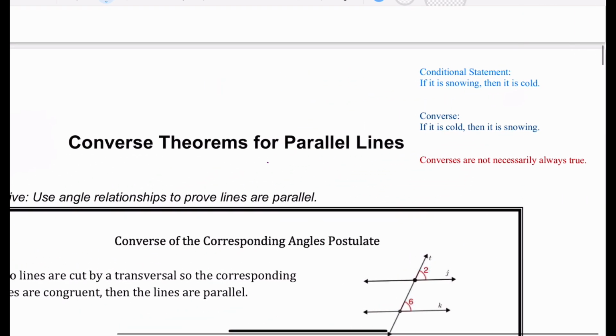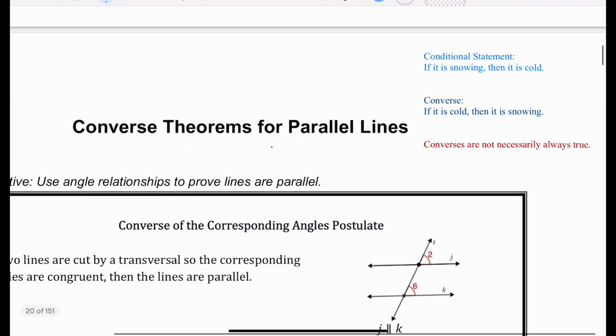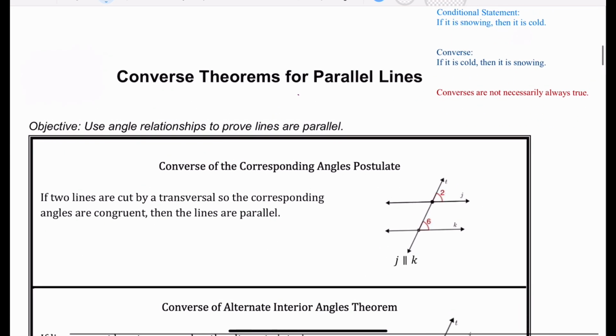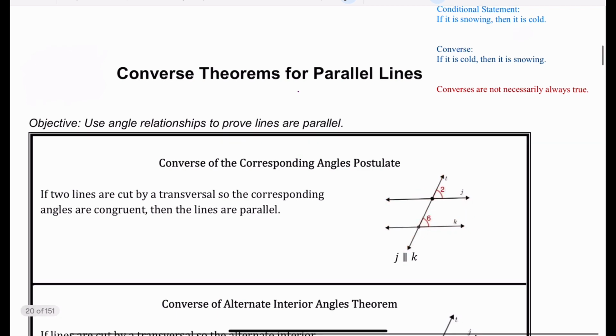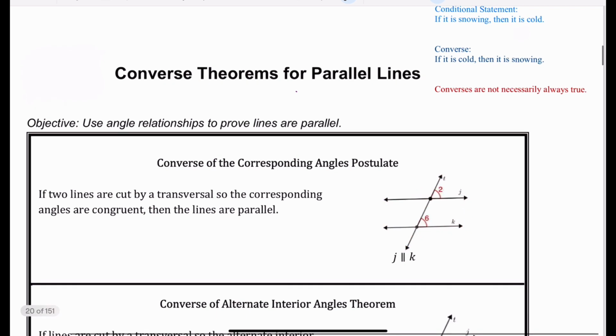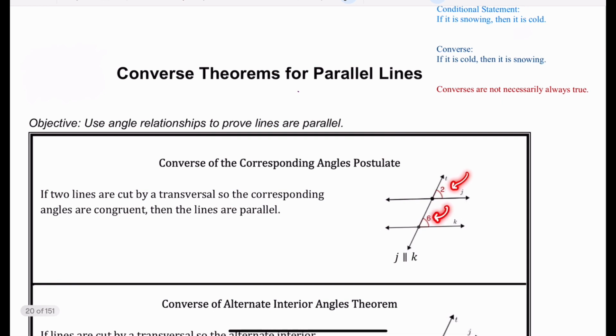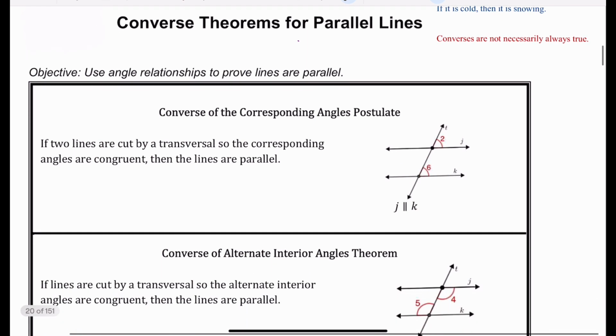Now, converse theorems for parallel lines work both ways. If two lines are parallel, then the corresponding angles are congruent. The converse of that is also true. If two lines cut by a transversal so that the corresponding angles are congruent, then these lines have to be parallel. So J would be parallel to K.